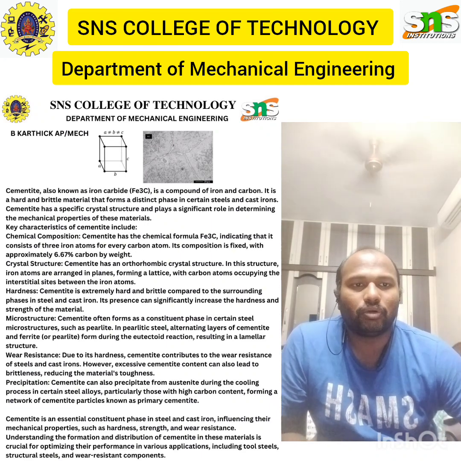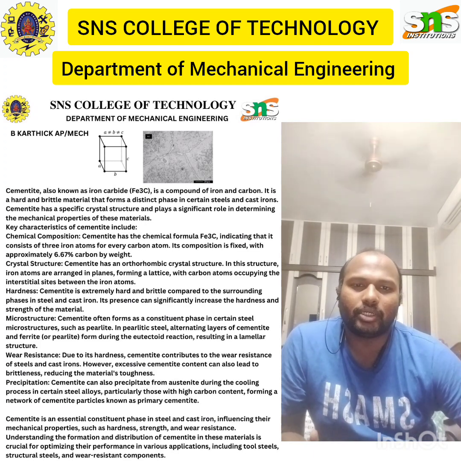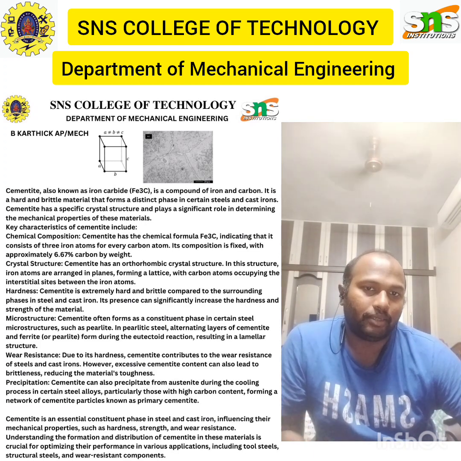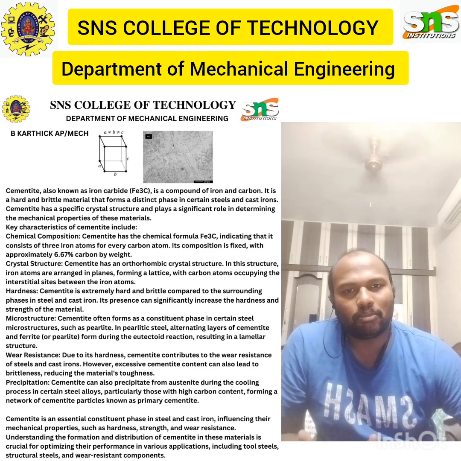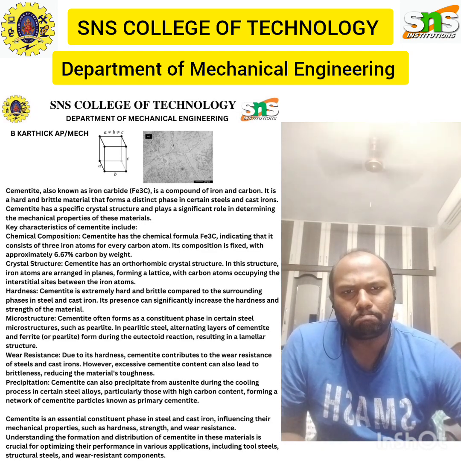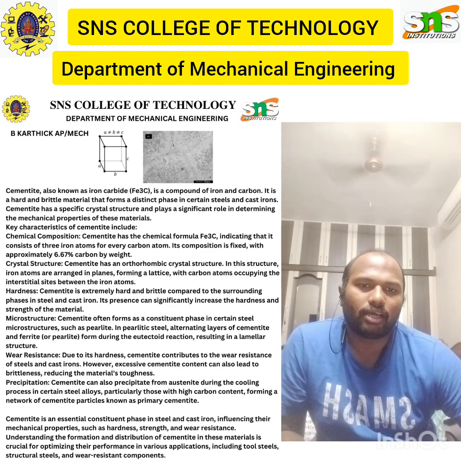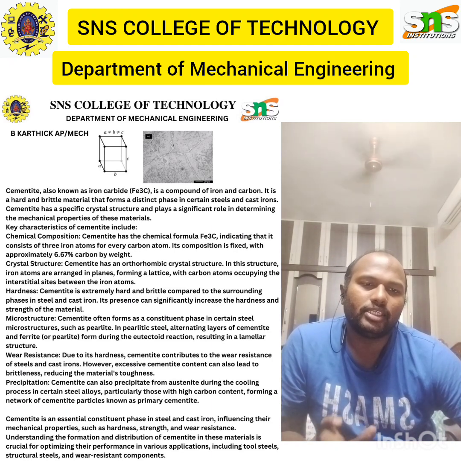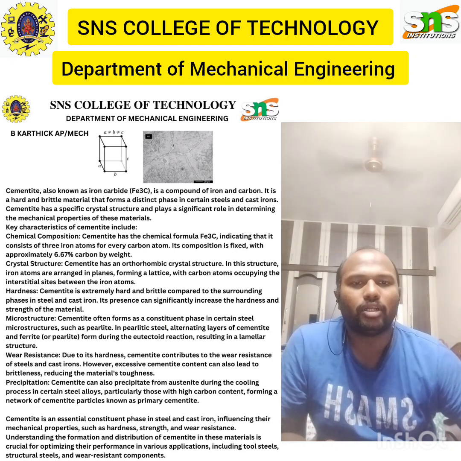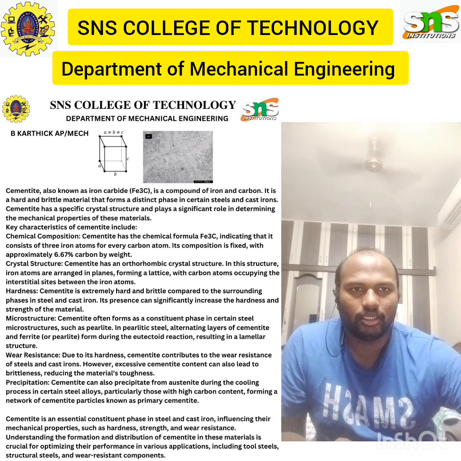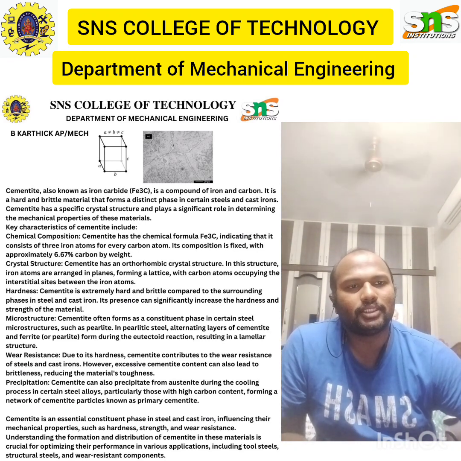Okay. The next one is material toughness. The material toughness is the ability of the material to withstand sudden impact load. For example, if we take a rivet, the rivet should have a toughness property so that it can withstand the sudden pressure which is applied on it with the help of a hammer. So the next one is precipitation.